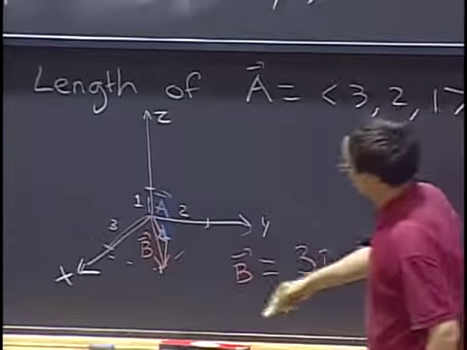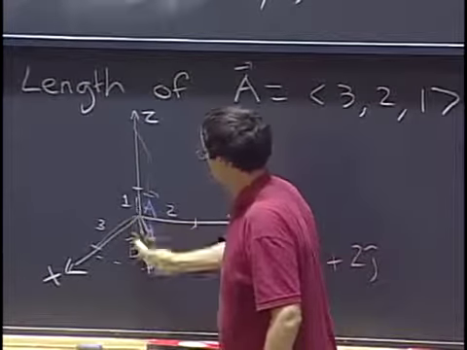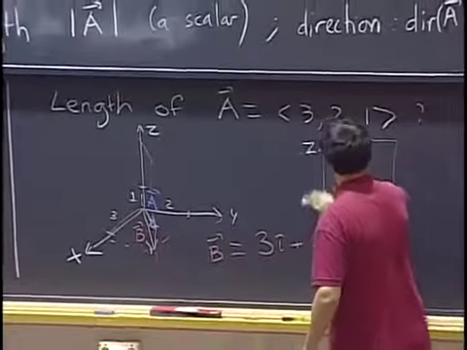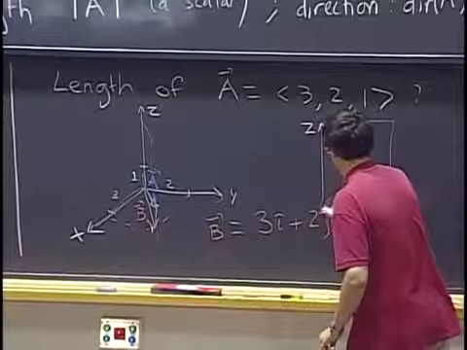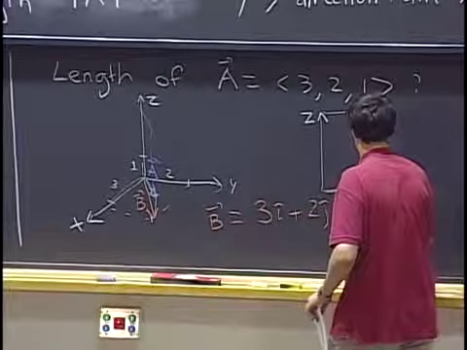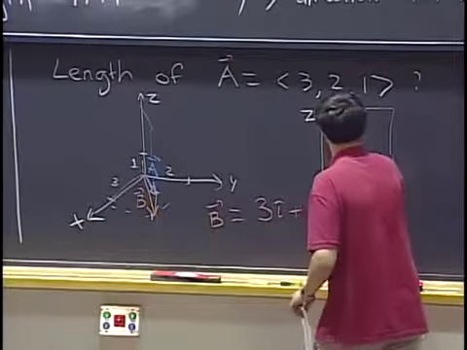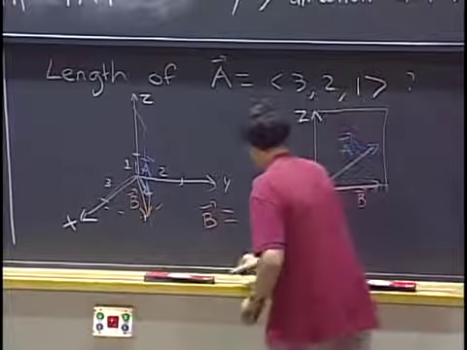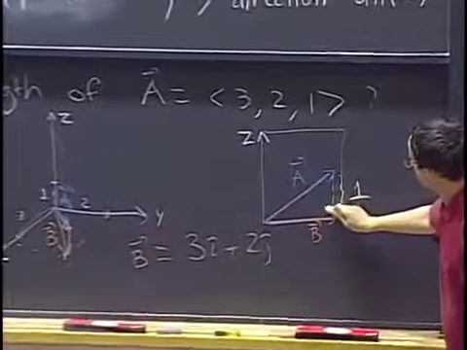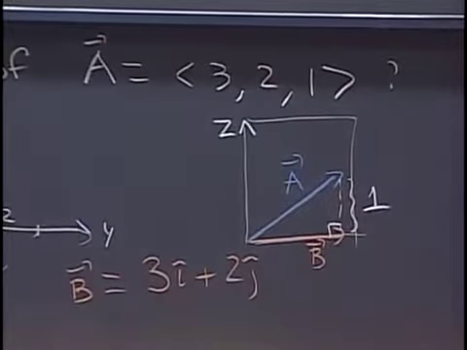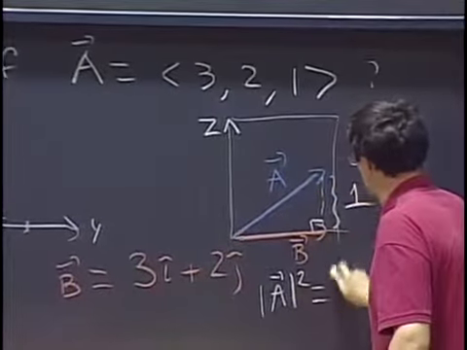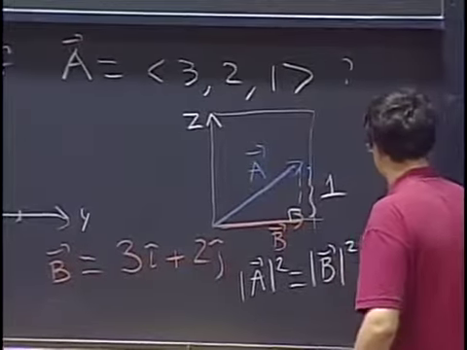Okay? So let me try to draw a picture in this vertical plane that contains A and B. If I draw it in the vertical plane, so that's the z-axis, that's not any particular axis, then my vector B will go here, and my vector A will go above it, and here that's 1 unit, and here I have a right angle. So I can use the Pythagorean theorem to find that length A squared equals length B squared plus 1.